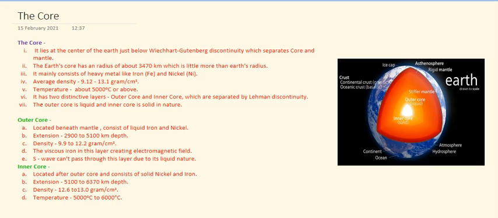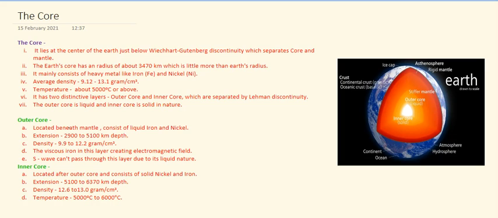It has two distinctive layers, outer core and inner core, which are separated by the Lehmann discontinuity. Both the outer core and inner core are separated by the Lehmann discontinuity. The outer core is liquid in nature and the inner core is solid in nature. So let us study the outer core and inner core.